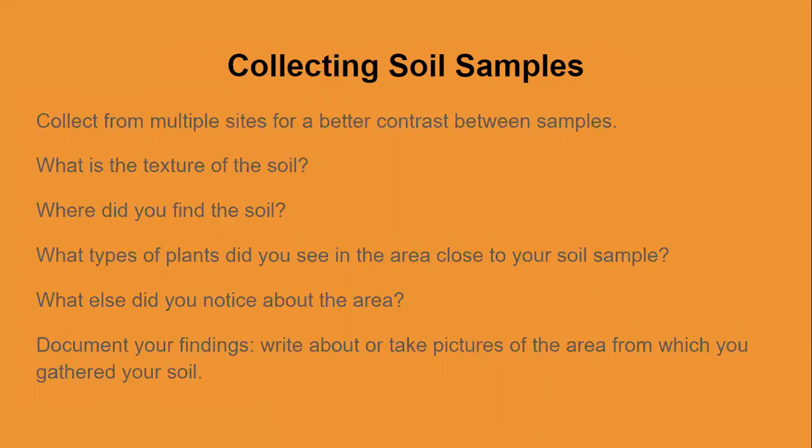When you are collecting your soils, there's some things to keep in mind. You want to analyze the texture of the soil. What does it feel like? You make notes in your field journal. Where did you find the soil and what did you see around the soil? So what types of plants did you see? What other features of the environment did you notice? Is there anything else that you noticed?